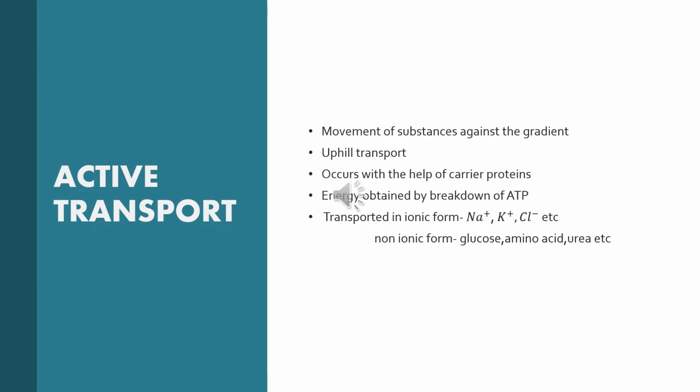Okay, and since here there is a movement against the gradient, there arises the need of some energy which is obtained by the breakdown of adenosine triphosphate. And this active transport occurs with the help of carrier proteins. Both ionic and non-ionic substances are transported by means of active transport.